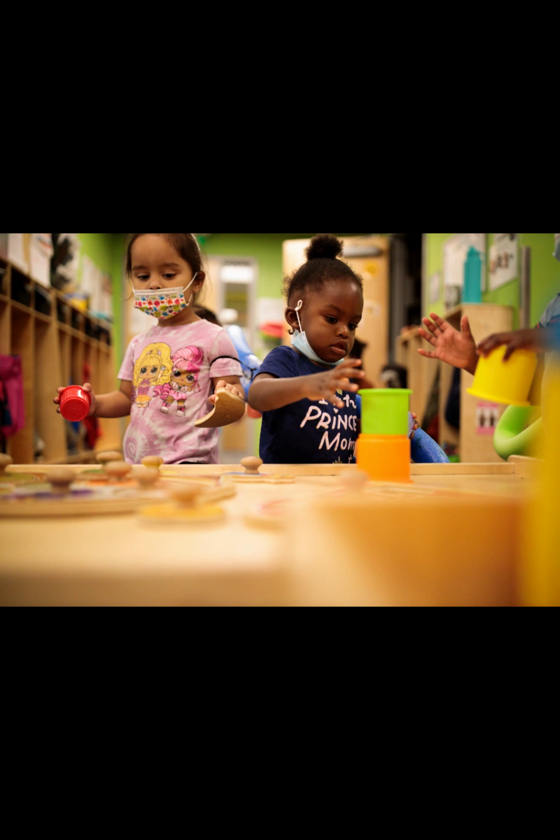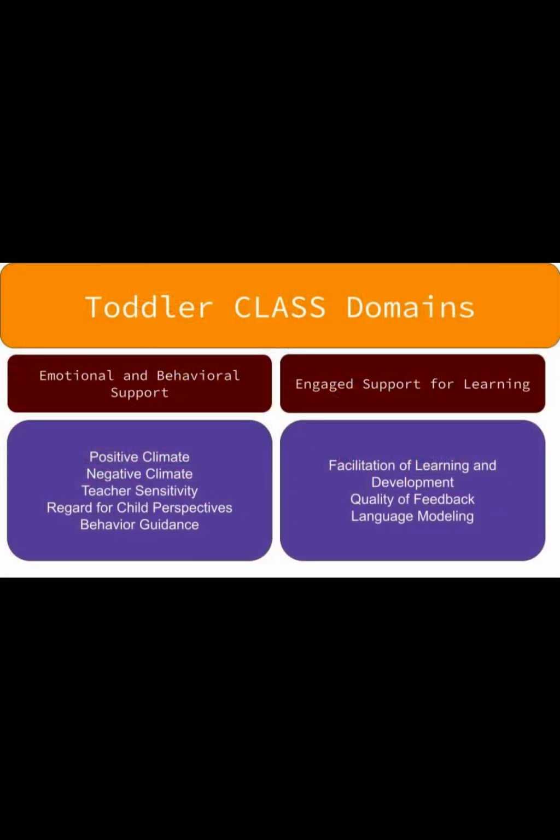What does this domain look like? Here are some examples. Offering children a variety of activities. Getting involved in the children's activities to encourage learning opportunities. Providing children with new information that brings clarity to their understanding. Describing your actions and the children's actions as they happen. The engaged support for learning domain consists of 3 dimensions: facilitation of learning and development, quality of feedback, and language modeling. You will learn the definition of each dimension, the indicators of that dimension, and why each dimension is important.